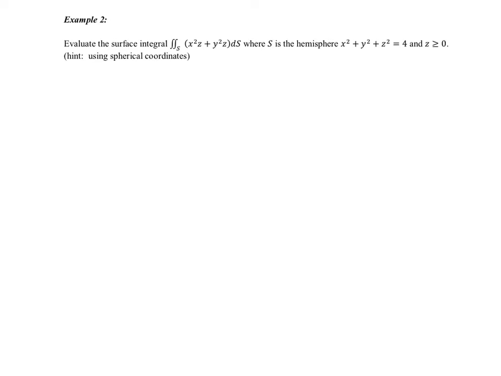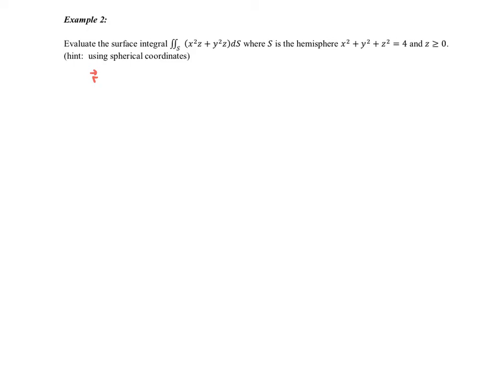This is section 13.6, and this is example 2. So we're going to evaluate this surface integral where the surface S is the hemisphere x squared plus y squared plus z squared equals 4, and z is positive. So what we're going to do, because we don't have this yet, is start with a vector equation for the surface.